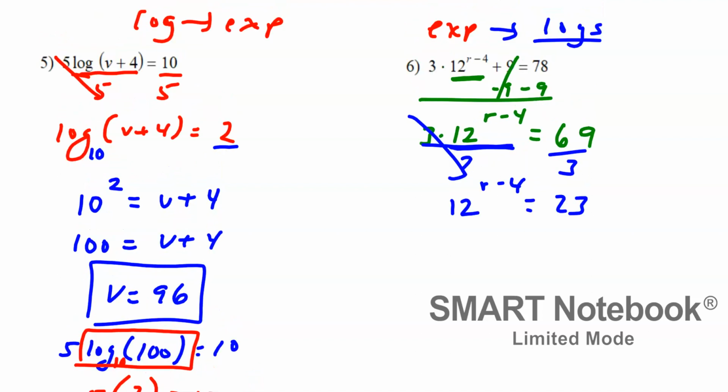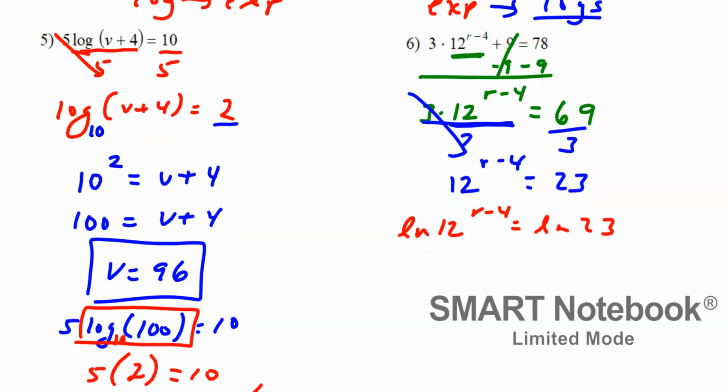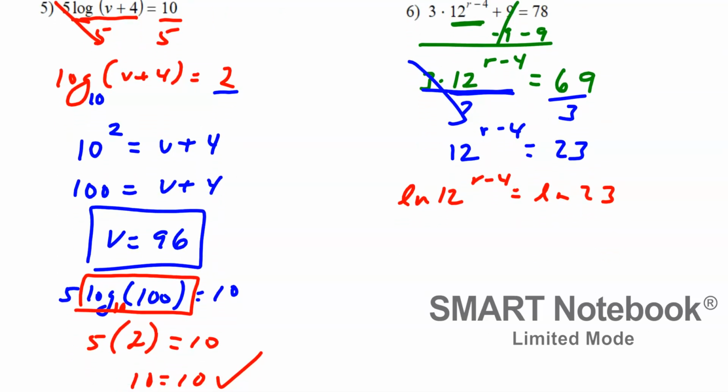This time, on the previous example, number 2, I used log, so now I will use ln. I'm going to apply ln on both sides of my equation. The reason I would avoid log base 12 or log base 23 is because we have 2 separate bases this time. So now that we applied the log, the exponent can come down in front. So we have r minus 4 all multiplied by ln of 12 equals ln of 23.